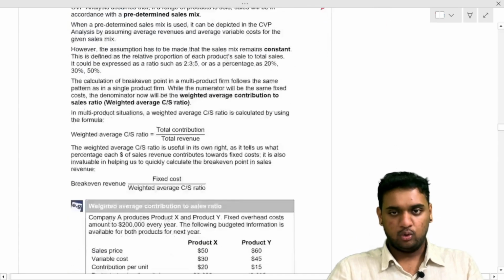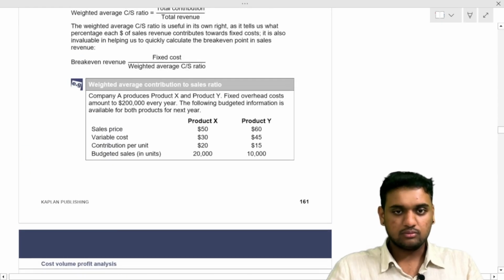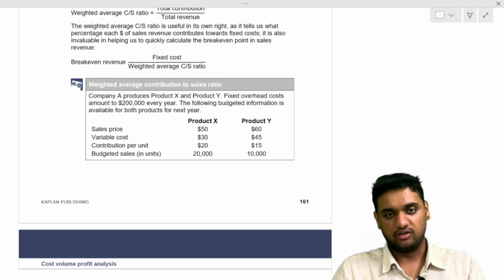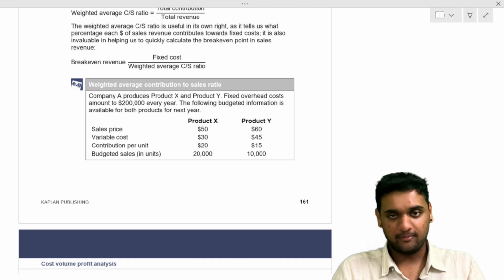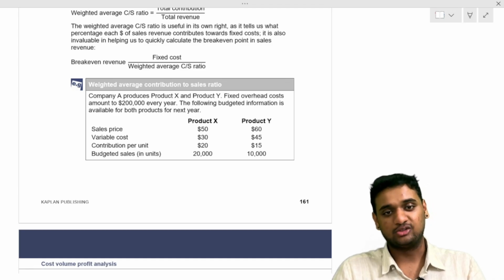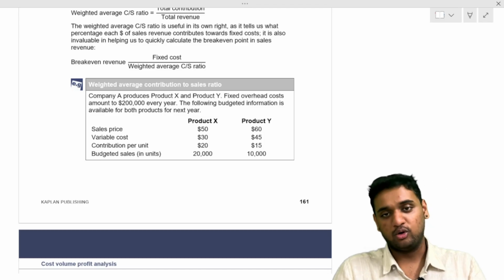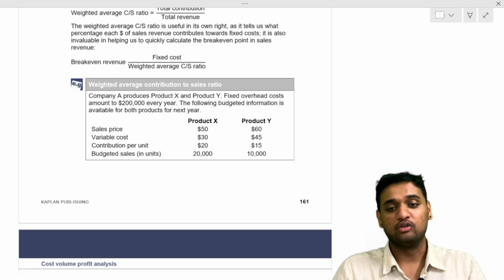Now, come to that question given to you. Come to that question given to you. In the next page, this is the question. Company A produces 2 products, product X and product Y. Fixed cost is 2 lakhs. The following information is given to us: sales price, variable cost, contribution per unit of the 2 products, and number of units of the 2 products. Here they gave the number of units of the 2 products.